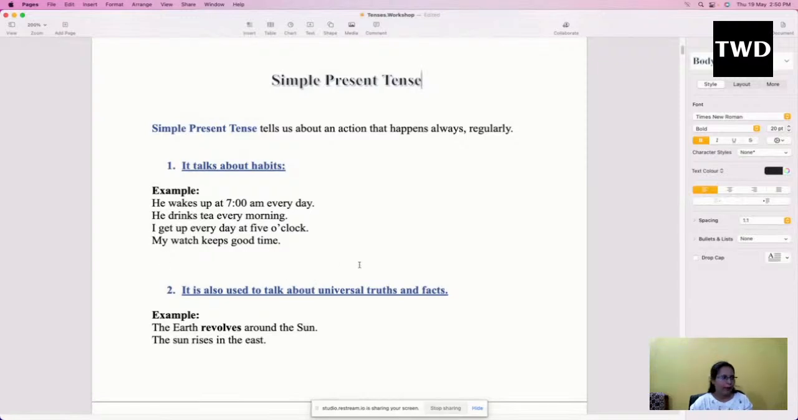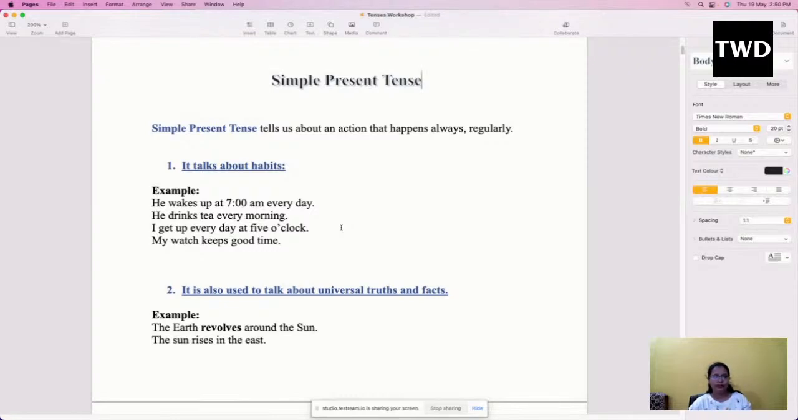So for your practice, what you have to do is think in your mind what you do daily. I wake up at 6 a.m. every day. I brush my teeth. I take a bath. I prepare my breakfast. I do my studies. I practice my coding. So these are the daily activities which you do, and these kinds of sentences need subject and verb to be told.